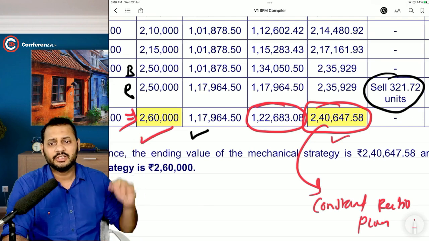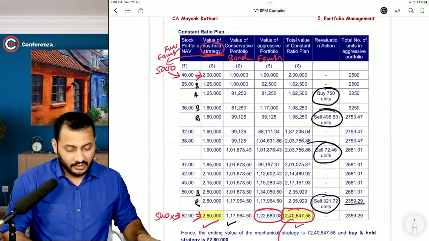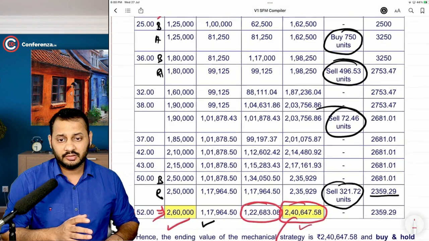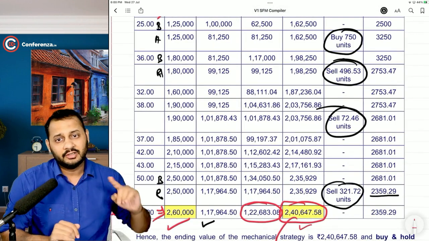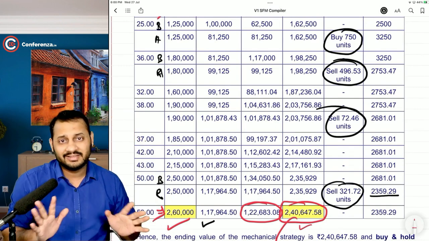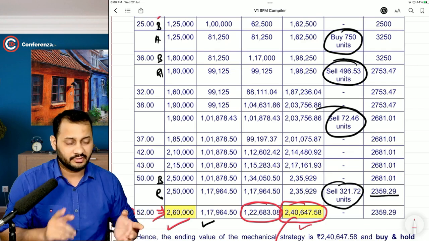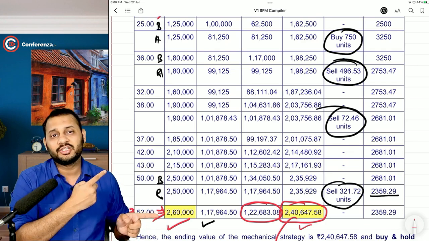Yes. So what is more preferable, 2,60,000 rupees of portfolio value or 2,40,000? Sir, obviously 2,60,000, but it's sheer luck, we can say, because in this policy, first benefit is you don't have to work at all. You take the action on the very first day and you take the action on the last day. That's it. You don't do anything in between. That's good. First thing. Second thing is the value is higher than the constant ratio plan.